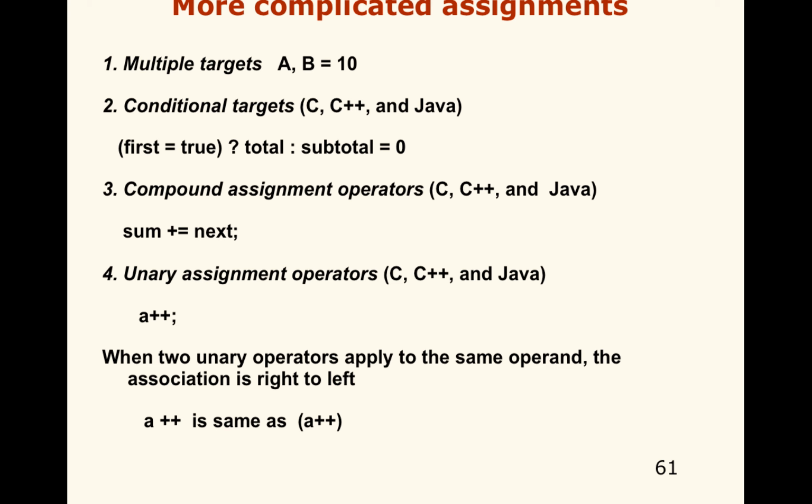So when two unary operators apply to the same operand, the association is right to left. It's right to left instead of left to right, which is actually kind of funny, because right to left would increment the A. So from the right, the plus plus is added to the A.